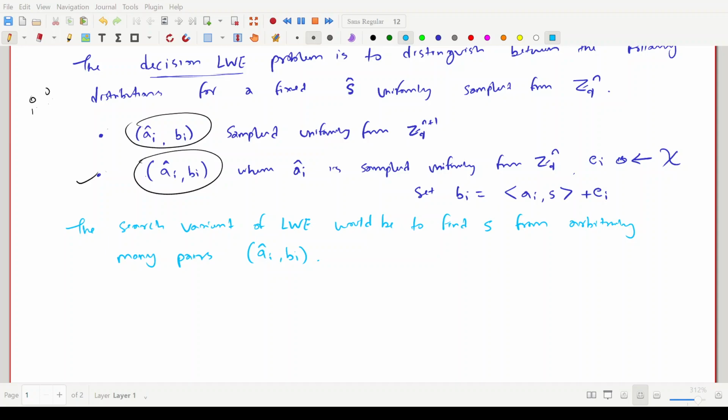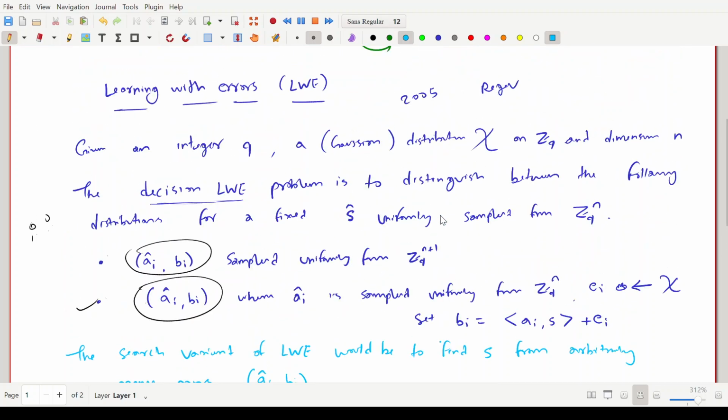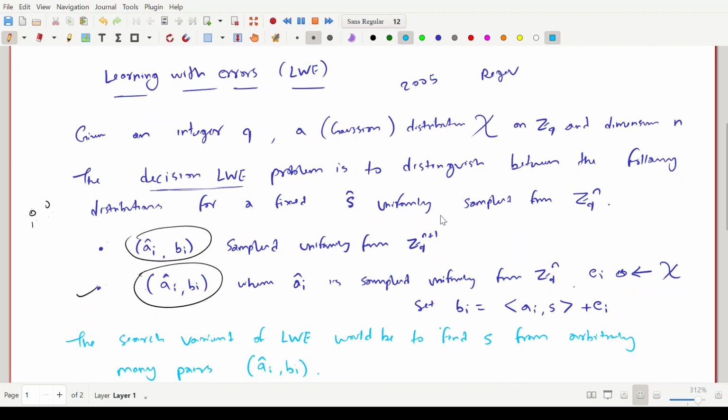So in the last class we saw what the LWE problem is, and now let us start with RLWE. What is this RLWE problem? I'll just quickly repeat what the LWE problem is.